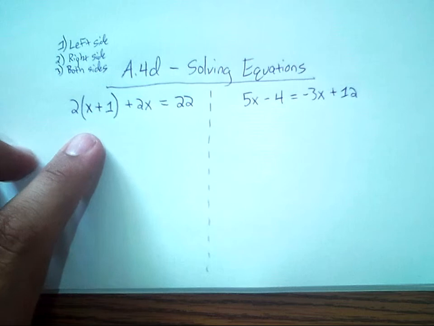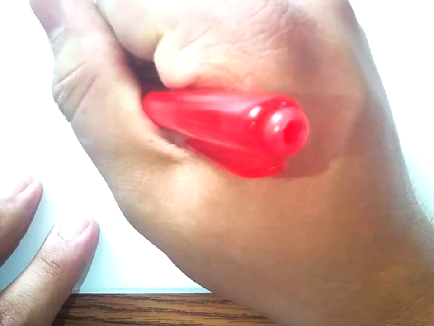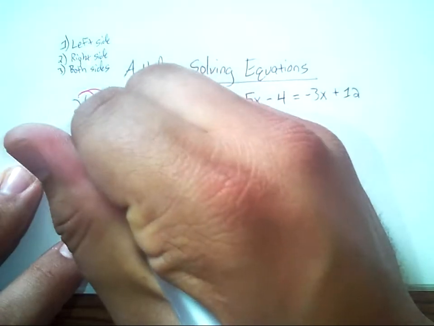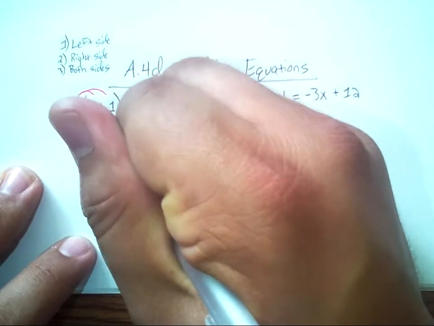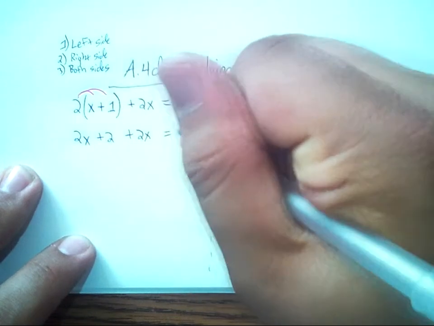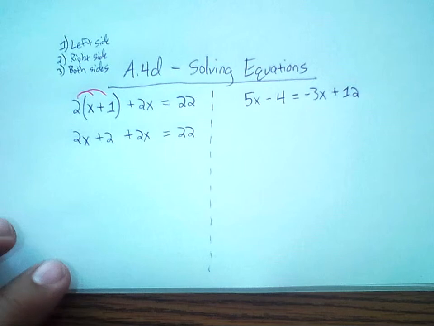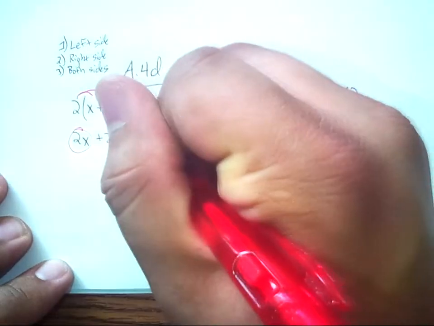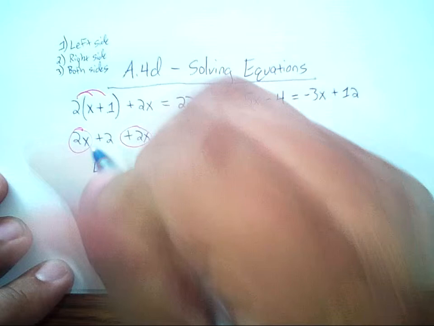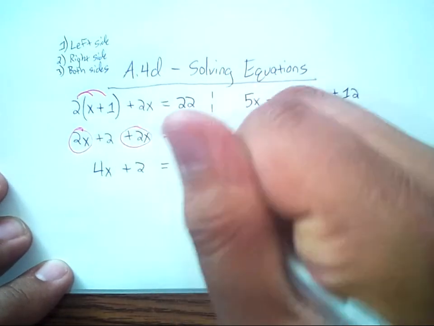So I'm going to start with the left side, and there's a good amount of things I can do. The first thing I can do is distribute. So 2 times x is 2x, and 2 times 1 is 2. Then I didn't do anything with this plus 2x, so it comes along for the ride. Now we have some terms on the same side we can put together. We can put together 2x and another 2x, which gives us 4x. Again, I didn't do anything with this, so it just stays on that side of the problem.